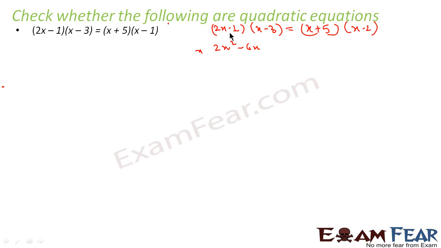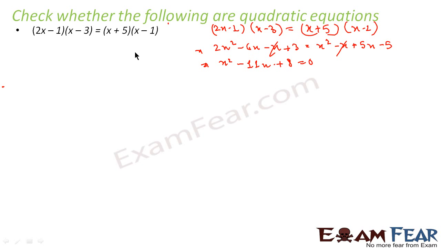And minus 1 into x is minus x, and minus 1 into minus 3 is plus 3, is equal to x into x is x square, x into minus 1 is minus x, plus 5 into x is 5x, plus 5 into minus 1 is equal to minus 5, correct? So this becomes x square minus 6x minus 5x; this minus x cancels. x square minus 6x minus 5x is nothing but minus 11x, plus 3 minus 5 is nothing but plus 8. So this is my equation, x square minus 11x plus 8 is equal to 0.